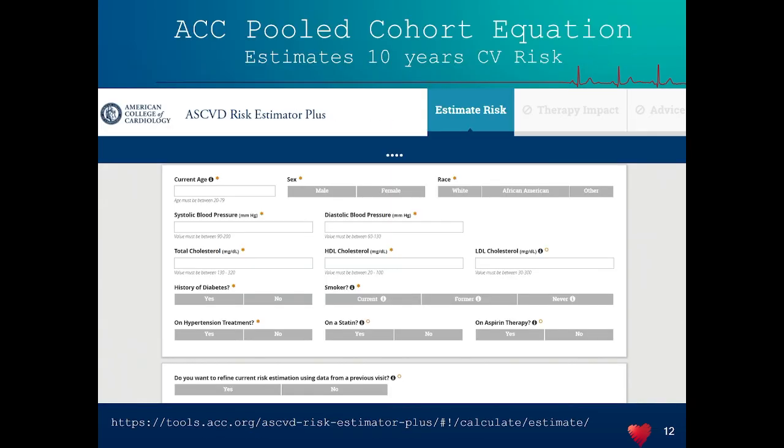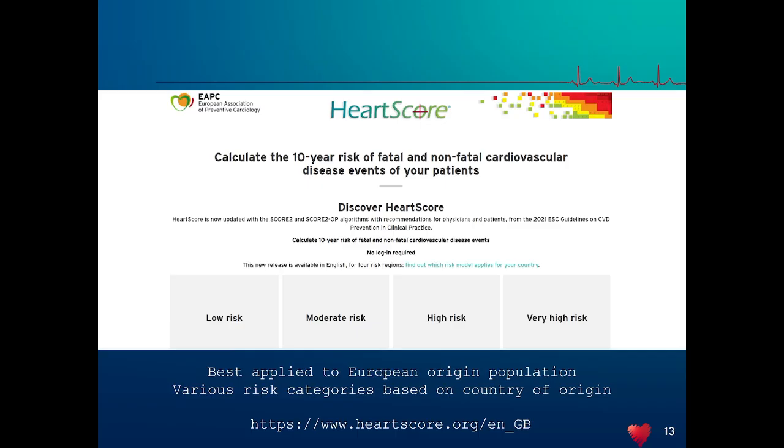There are a few other tools that are available, and I would say we could consider using these for specific populations. So this one is an American risk calculator which focuses on 10-year risk, and it has similar input points, but also has a section for African American population and other ethnicities. And similarly, the European score is called HeartScore or HeartScore 2. And again, this is also for estimating 10-year risk of cardiovascular event.